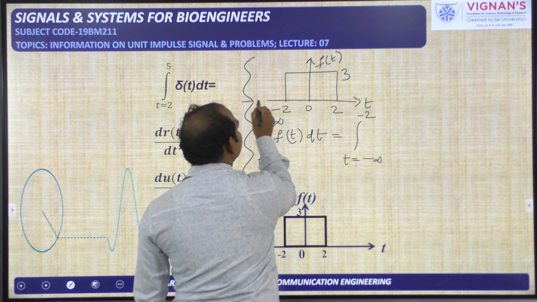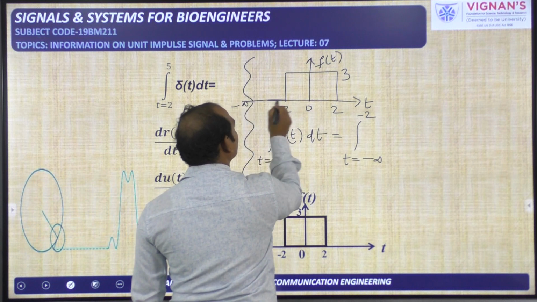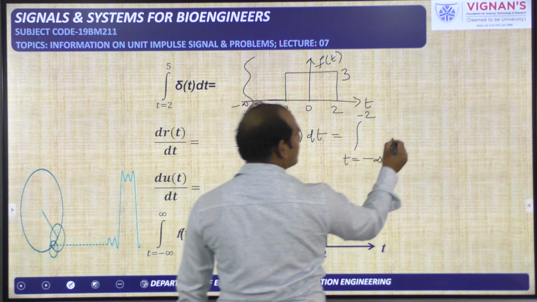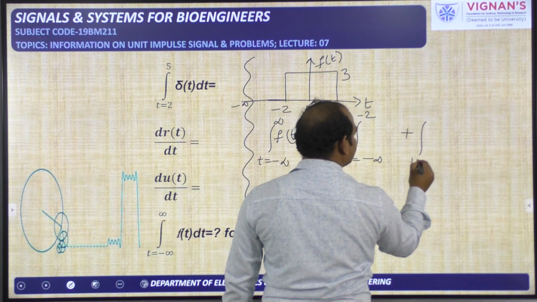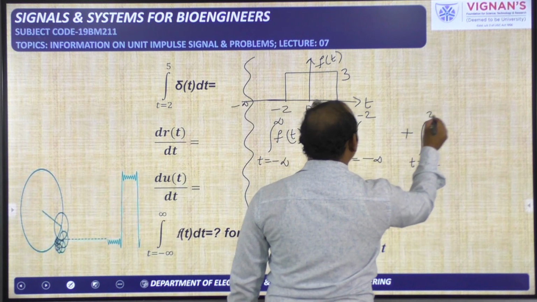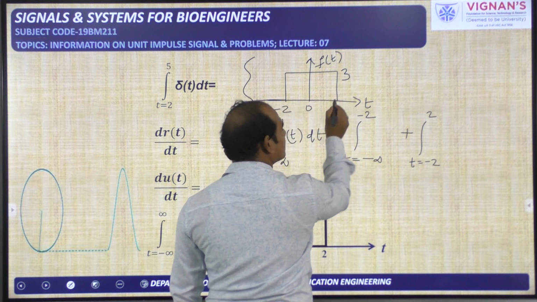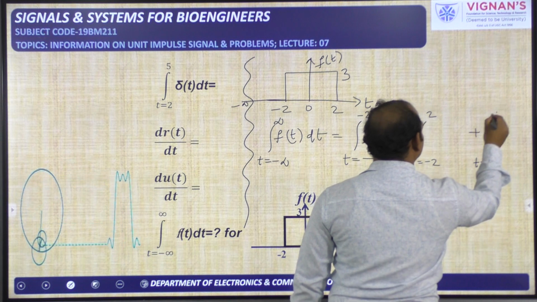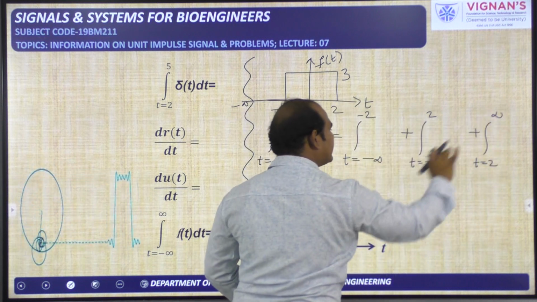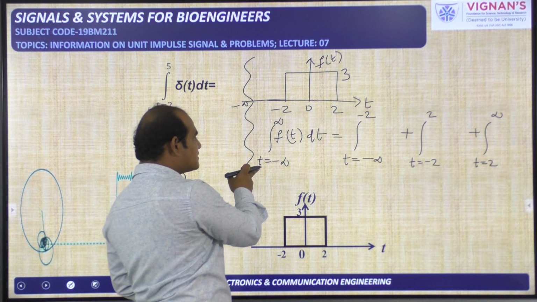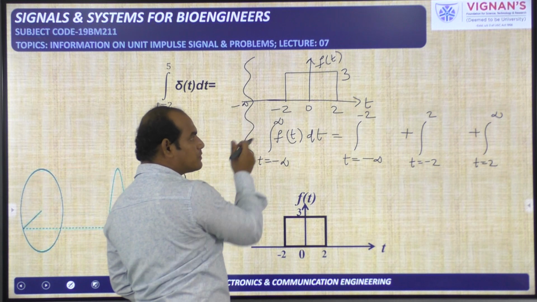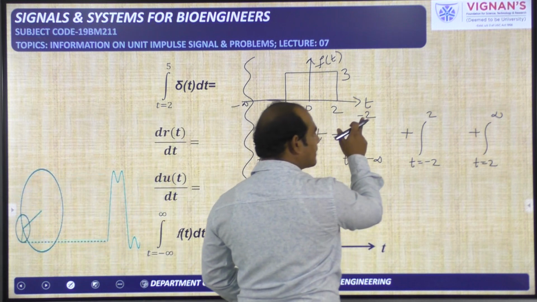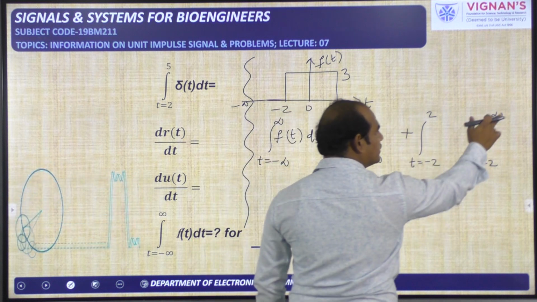So I will do integration from minus infinity to minus 2 one time, plus when t is changing from minus 2 to plus 2, I will do next time from here to here, and next I will do integration from 2 to infinity also. Then total integration will be completed, because they have asked the integration from minus infinity to plus infinity. So minus infinity to minus 2, minus 2 to plus 2, 2 to infinity.